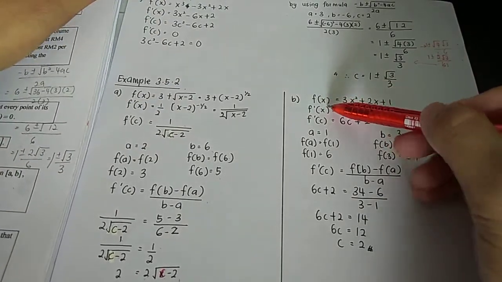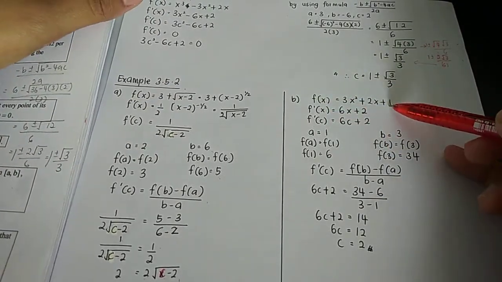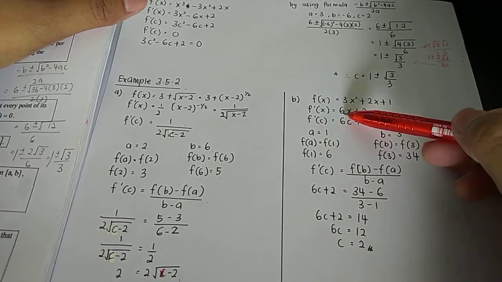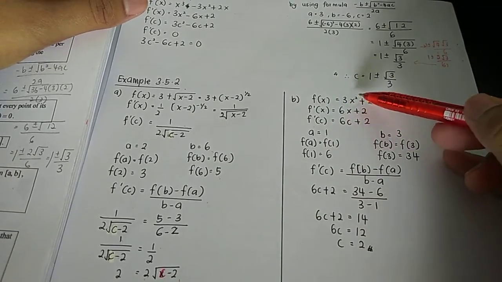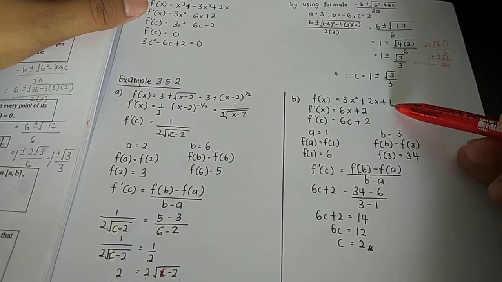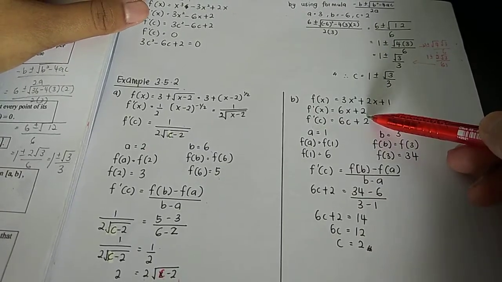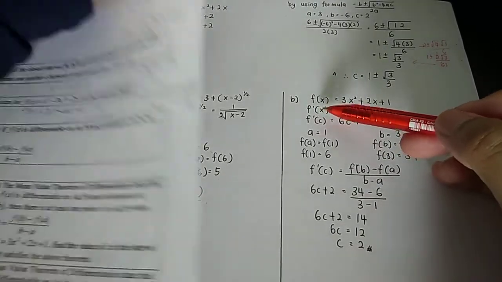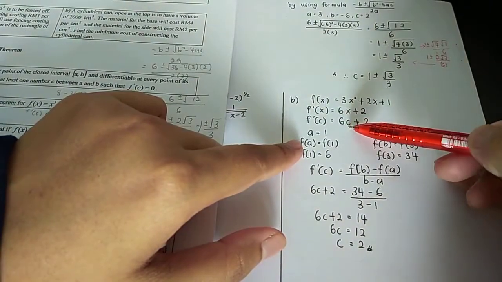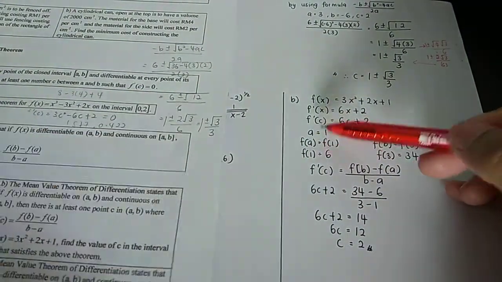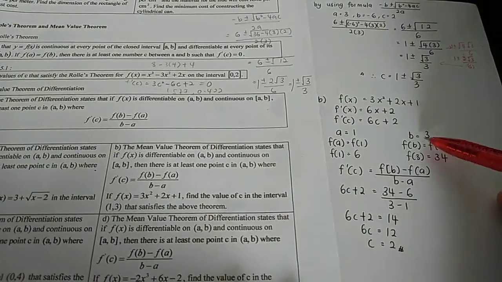So B awak ada f(x) equal to 3x square plus 2x plus 1. So bila differentiate awak hanya dapat 6x plus 2. Okay, 3x square, so jadi 6x, 2x dapat 2, 1 sebab constant, differentiate dapat 0. So keluarkanlah x tadi, ganti dengan c, so dapat 6c plus 2. So a awak tadi dia bagi interval from 1 to 3. So a equal to 1, b equal to 3.